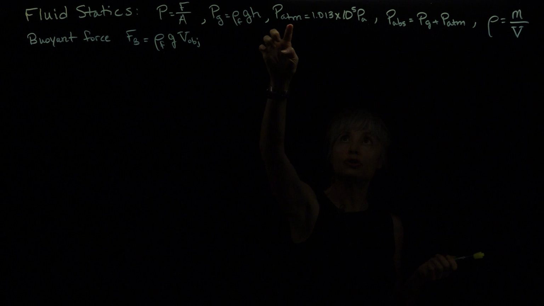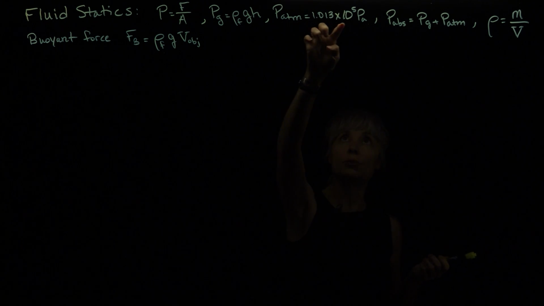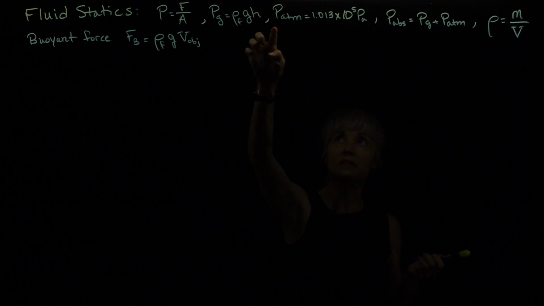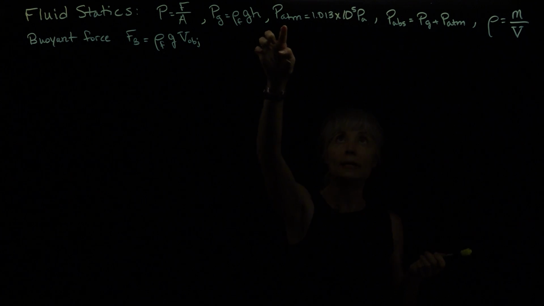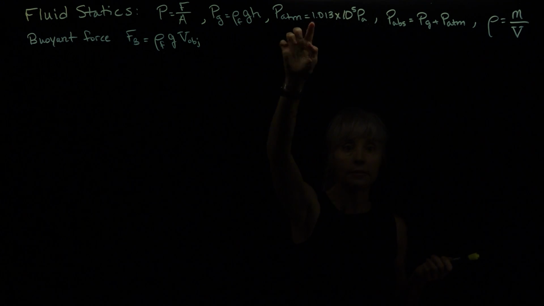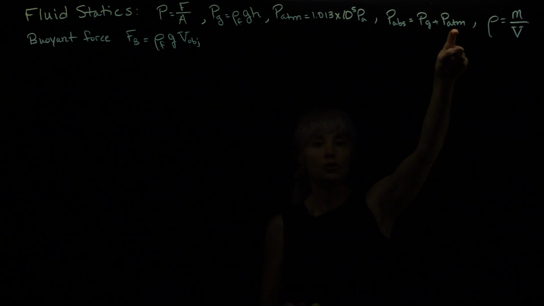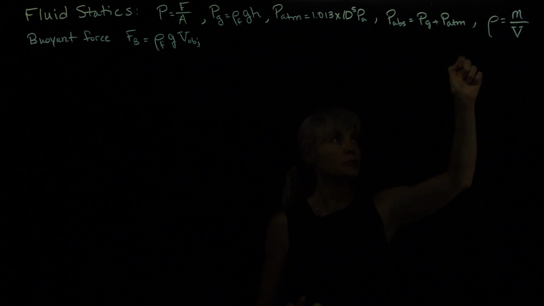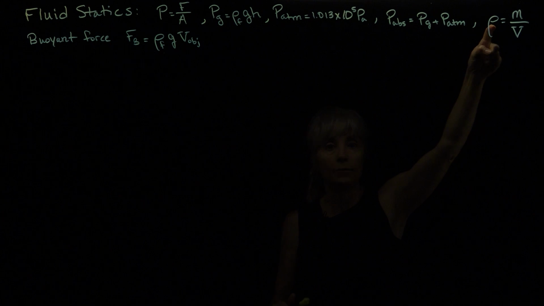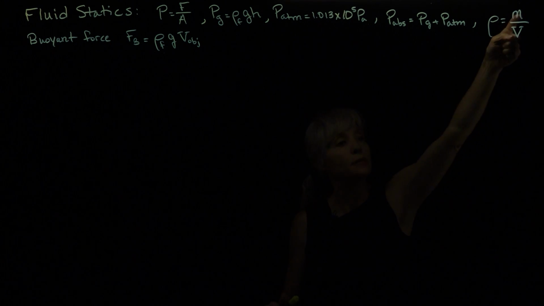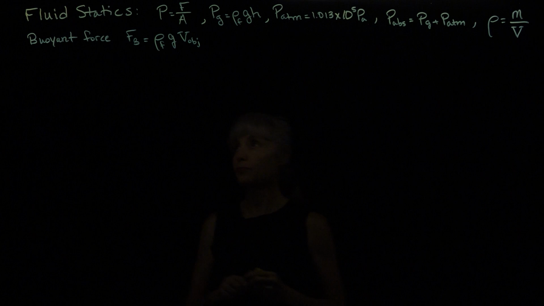The atmospheric pressure is 1.013 times 10 to the 5th pascals. This is the pressure at sea level, dry air, and that's the atmospheric pressure we will use. And then the absolute pressure is just the sum of those two pressures. We introduced the density formula. Density gets the symbol rho, and it's mass per unit volume.